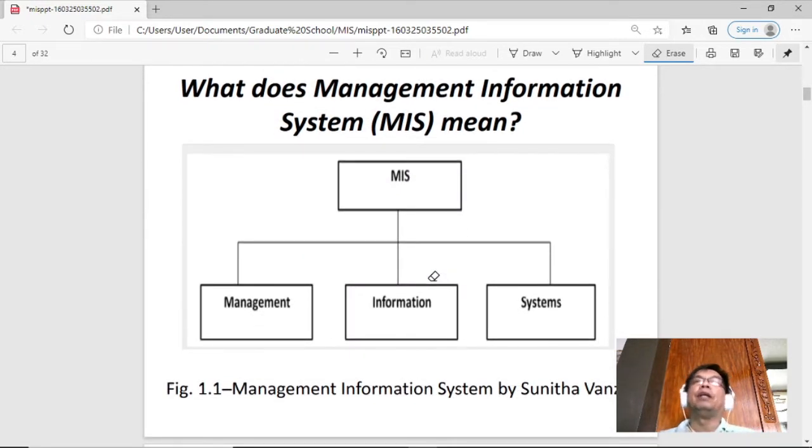What does Management Information System, or MIS, mean? So MIS, basically, you can see that there are three important components of the MIS. One is management. So how do we manage the resources? And MIS also deals with information, and it also deals with the system. The system may be the computer system or other systems that are used by the organization.